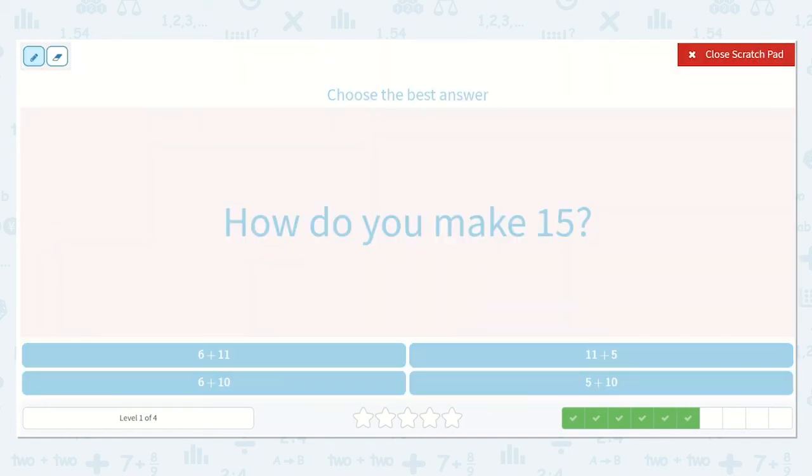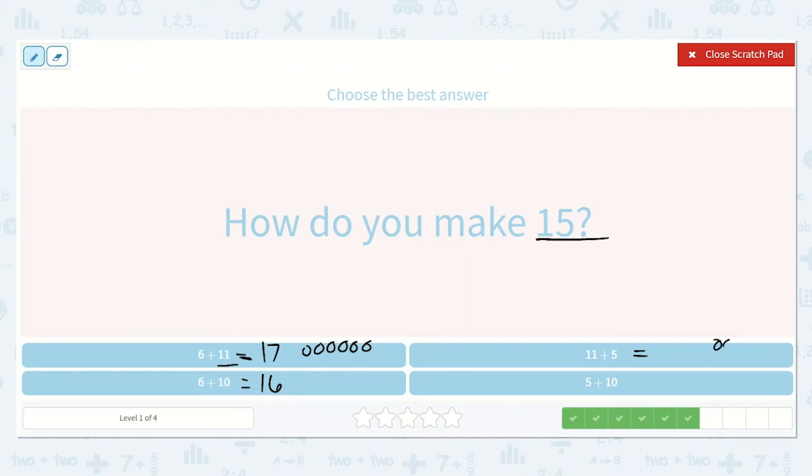How do you make 15? Here I have 11 plus 6. Well, I'll start with 11 and count on 6 more. So I have 1, 2, 3, 4, 5, 6. All right, so I start with 11, 12, 13, 14, 15, 16, 17. If 11 plus 6 is 17, I know that 10 plus 6 is 1 less than that, so it would be 16.